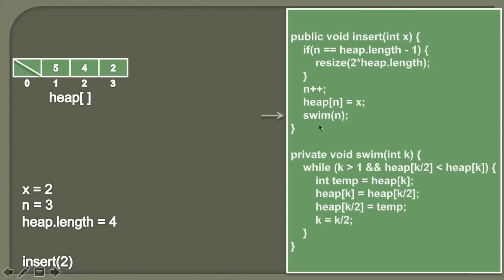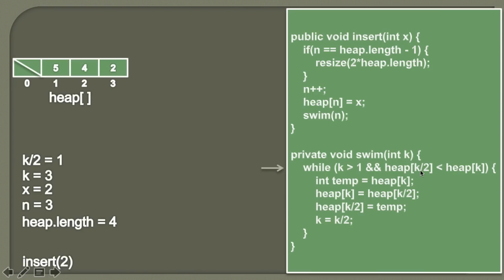And then we'll perform the bottom up reheapify at this index, which is nothing but 3. So k becomes 3. Now k is greater than 1, which is true. Now we have to compare 2 with its parent. So we do k by 2. If we do k by 2, it becomes 1, because 3 by 2 will give us 1.5, and as we are using integers, it will be rounded off to 1.